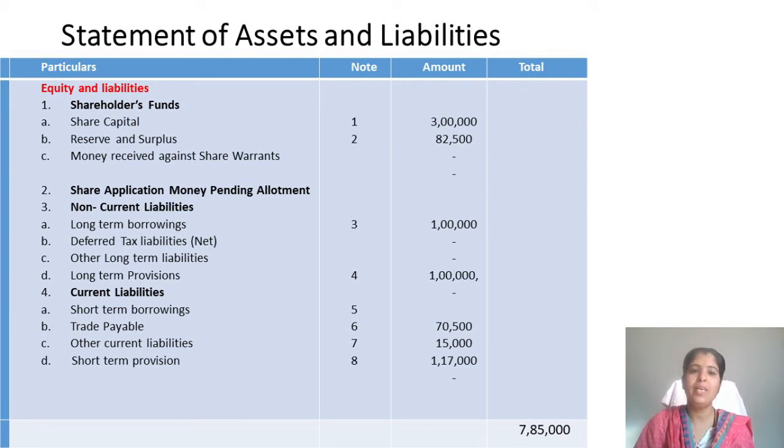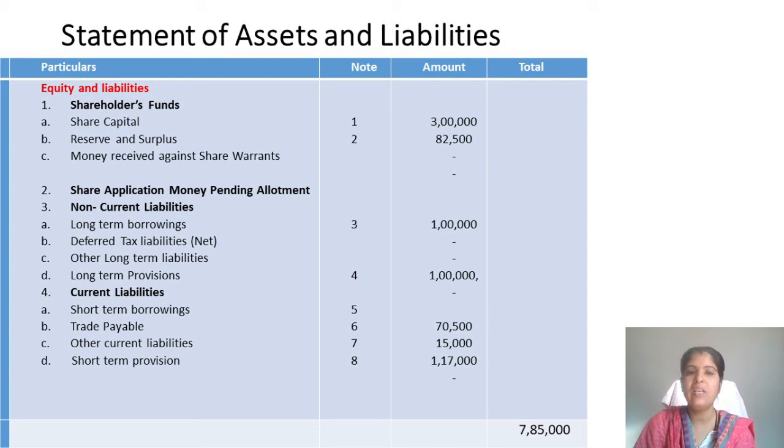So equity and liabilities, under this one 4 classifications are there. Equity and liabilities is nothing but shareholders fund. Under shareholders fund, A point is share capital. Note number 1, 3 lakhs of amount. Reserves and surplus, note number 2, 82,500.